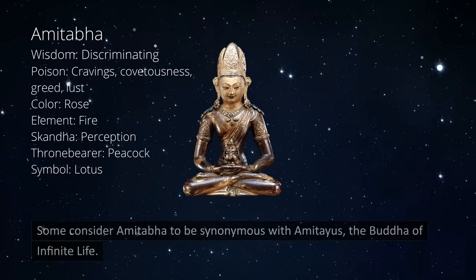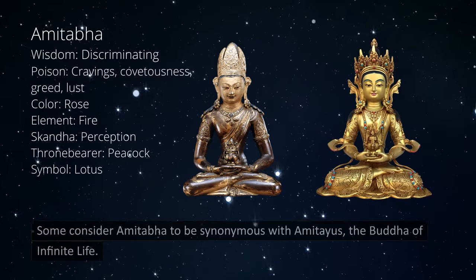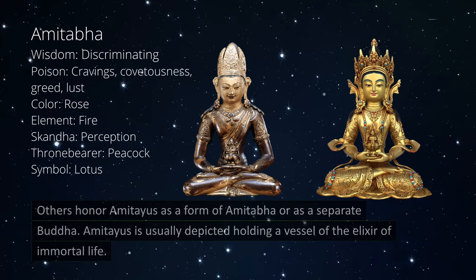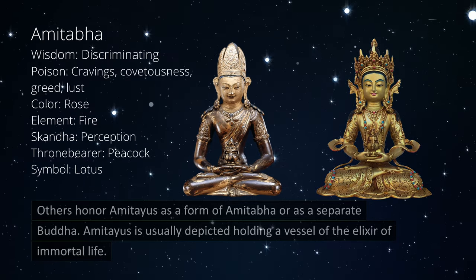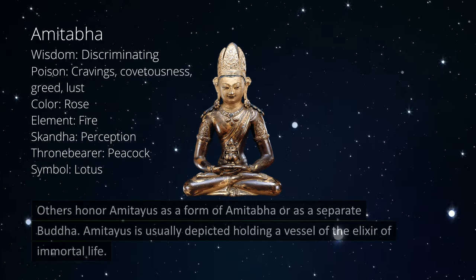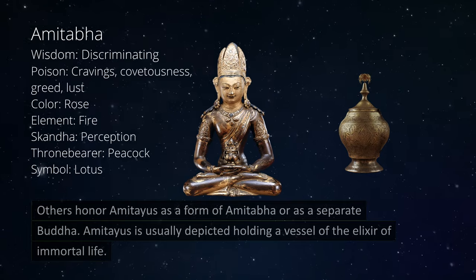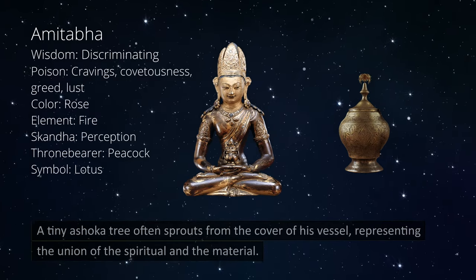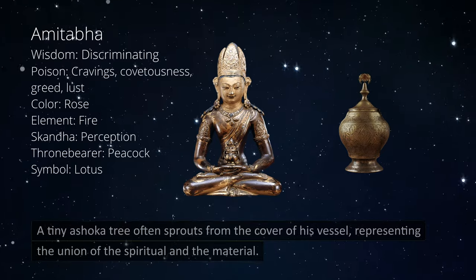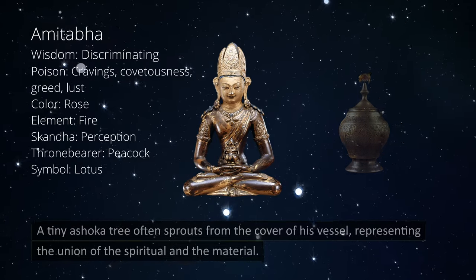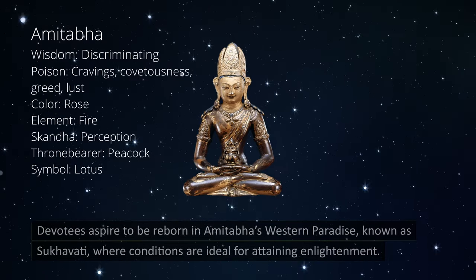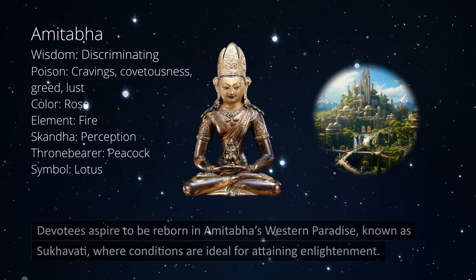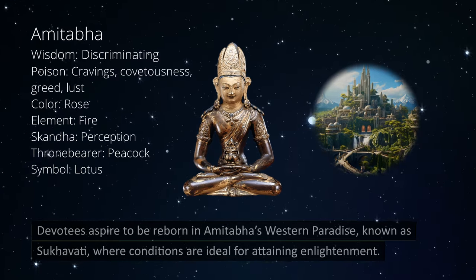Some consider Amitabha to be synonymous with Amitayus, the Buddha of infinite life. Others honor Amitayus as a form of Amitabha or as a separate Buddha. Amitayus is usually depicted holding a vessel of the elixir of immortal life. A tiny Ashoka tree often sprouts from the cover of his vessel, representing the union of the spiritual and the material. Devotees aspire to be reborn in Amitabha's western paradise, known as Sukhavati, where conditions are ideal for attaining enlightenment.